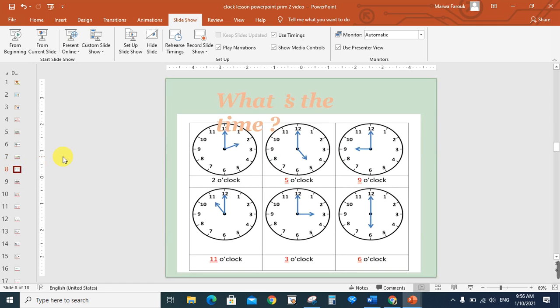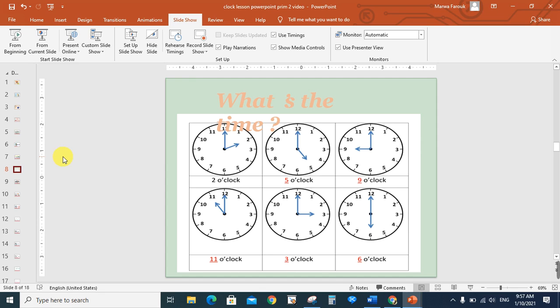What is the time here? The first one is the short hand on 2 and the long hand on 12, so it's 2 o'clock. The second one here, the short hand on 5 and the long hand on 12, so it's 5 o'clock. Okay, the third example here, the short hand on 9 and the long hand on 12, so it's 9 o'clock.